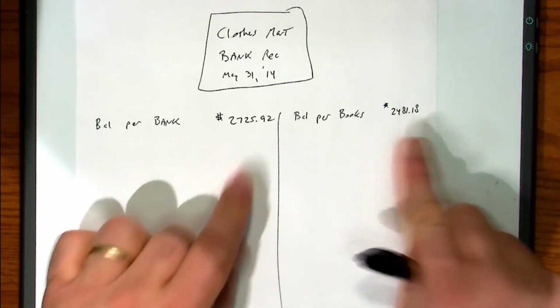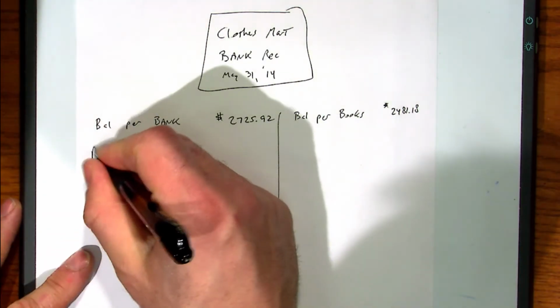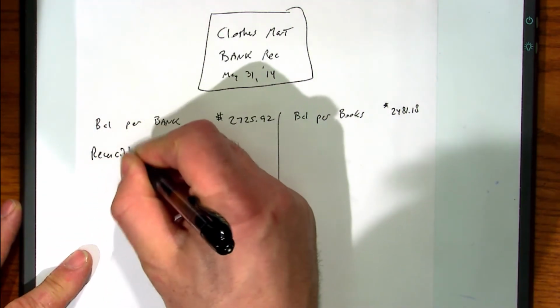Okay? Those numbers don't equal, do they? So what we're going to have is some reconciling items.